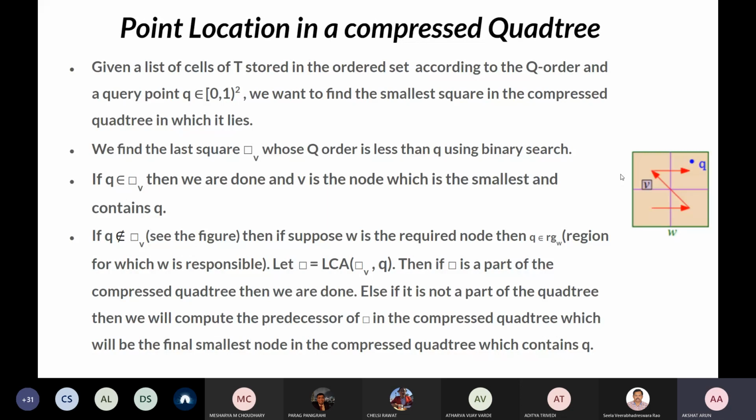So let square be the LCA of square V and Q. Then if square is a part of the compressed quadtree, then we are done. Else, if it is not a part of the quadtree, then we will compute the predecessor of square in the compressed quadtree, which will be the final smallest node in the compressed quadtree which contains Q. We will see a pseudocode for this algorithm.